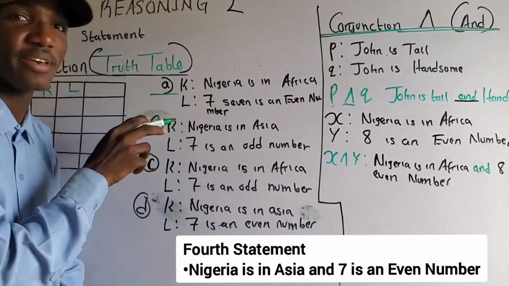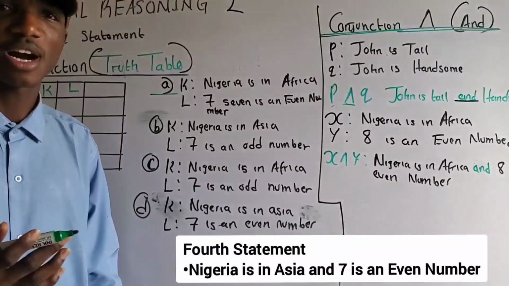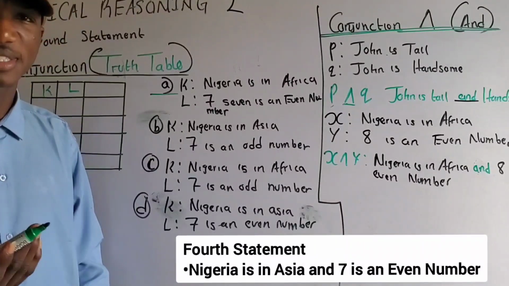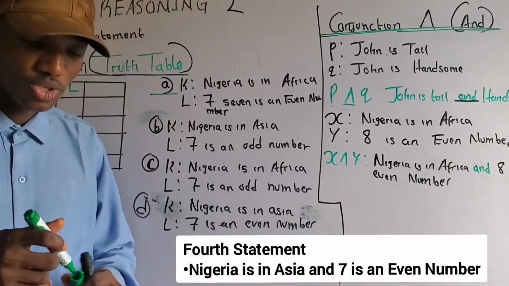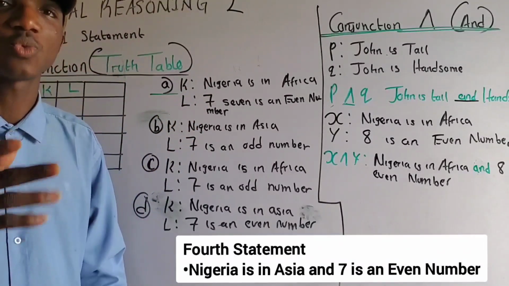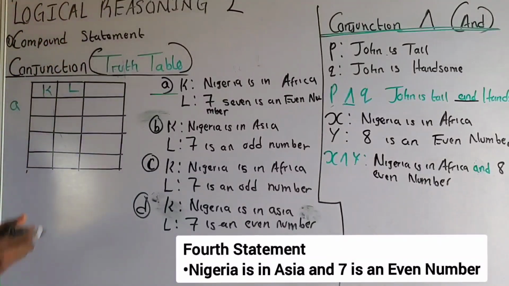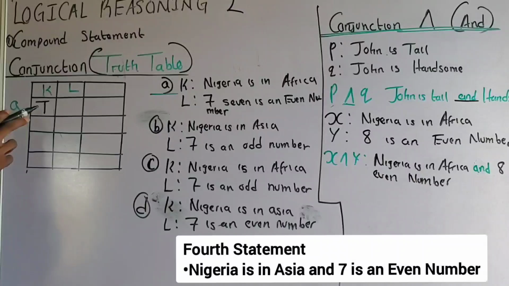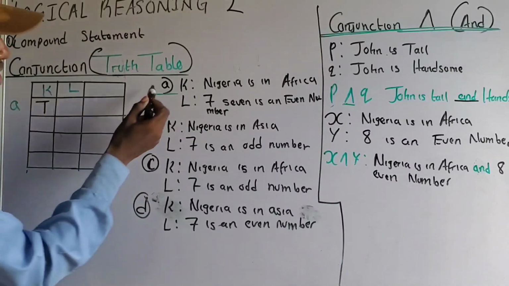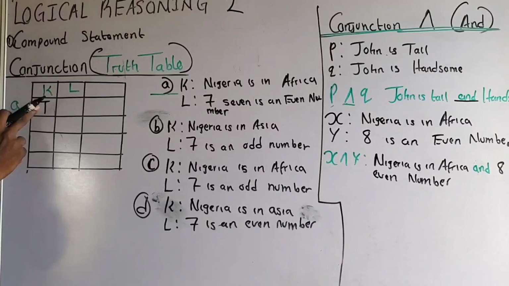Now, look at the first statement here. Nigeria is in Africa. Is Nigeria in Africa or is it not in Africa? Yes, Nigeria is in Africa. So the truth value of this statement is true. And I told you that when a statement is true, we represent it as capital letter T. So for this, I'm going to have capital letter T. That is, K is true for the first statement.